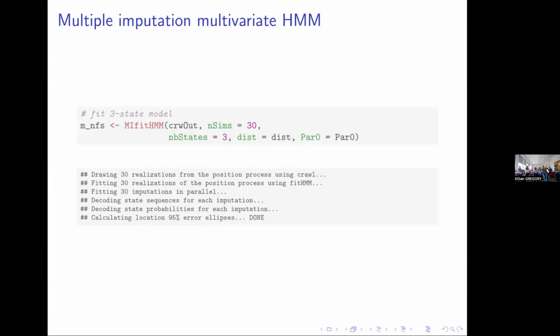And then in a single function call, it's called MIfitHMM. That's for multiple imputation. Just in that little bit of code there will then fit all 30 realizations in this case, fit the same model to all 30 realizations. And all we need to do is say the number of states, the distribution, and the number of parameters, and then it'll do the rest for us. And then as it runs through, it'll run all these in parallel, and then it'll do the state decoding for each imputation. It'll do the state probabilities for each imputation. And then it'll pool all of the results into a single final estimate and calculate the variances and covariances pooled over all of those things.